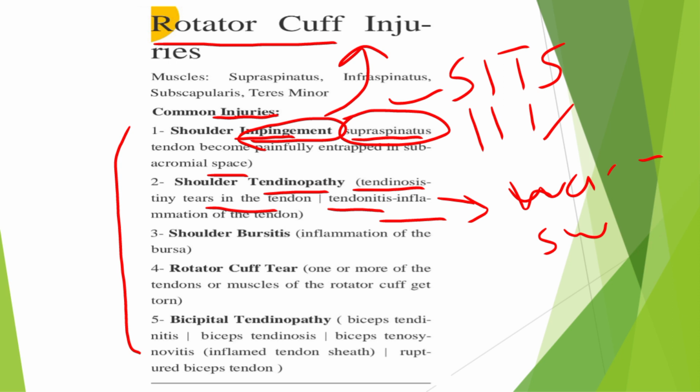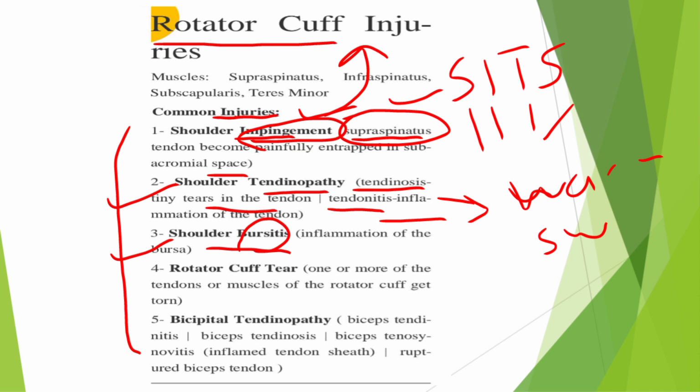The third cause of rotator cuff injuries is shoulder bursitis. Bursitis is the inflammation of the bursa. The bursa is present between the bone and a tendon. When it is inflamed, it is called bursitis. First is shoulder impingement that causes rotator cuff injury. Second is shoulder tendinopathy, any degeneration of a tendon. And third is shoulder bursitis.